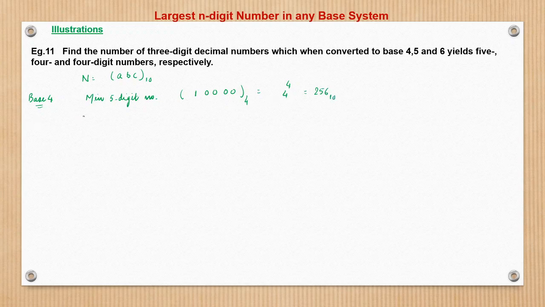Now the maximum 5-digit number. Why are we checking the 5-digit number? Because it says when converted to base 4 it's a 5-digit number. So the maximum 5-digit number in base 4 would be 4 4 4 4 4. No, again in base 4 it will be 3 only, right?